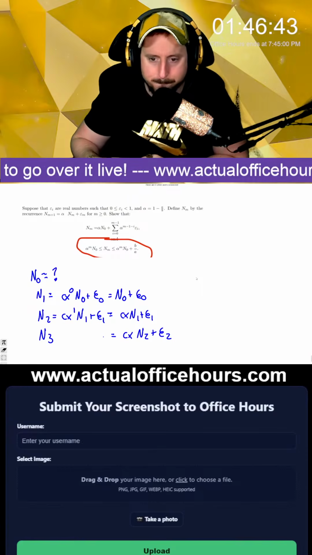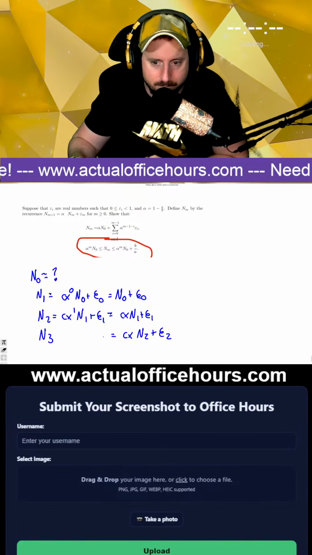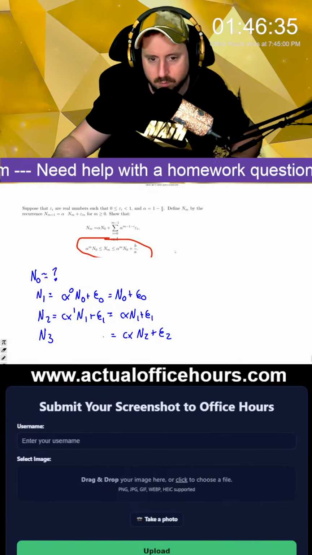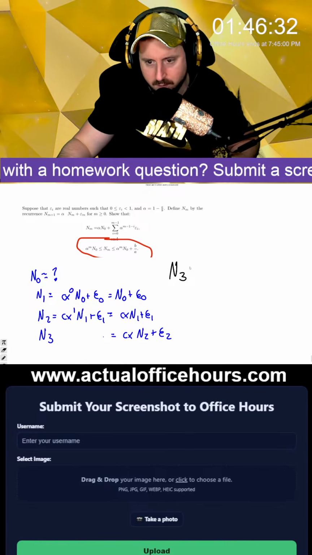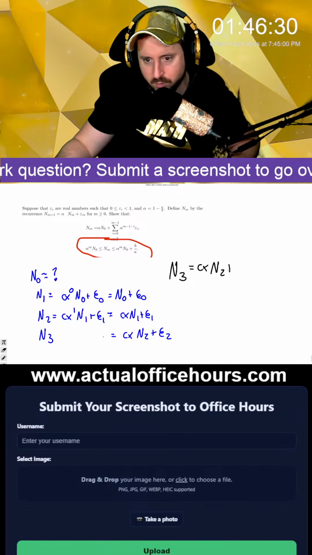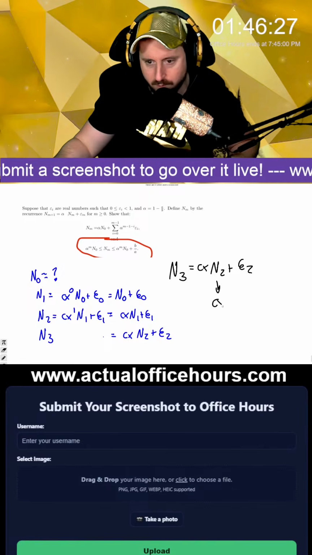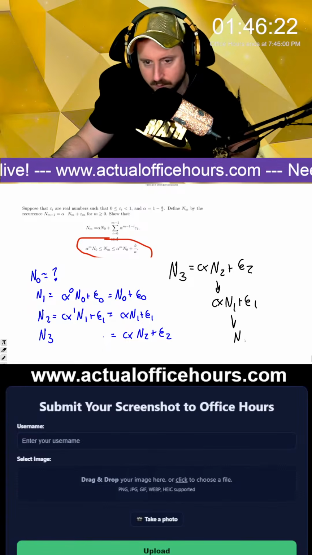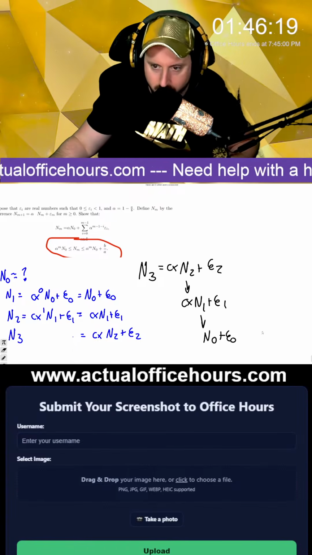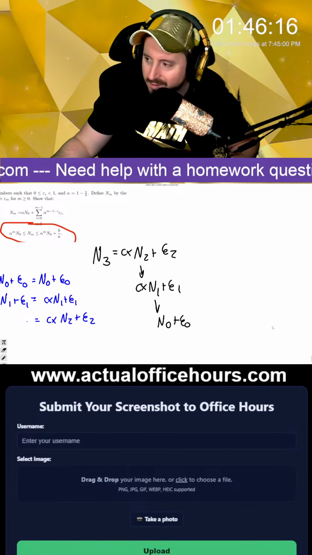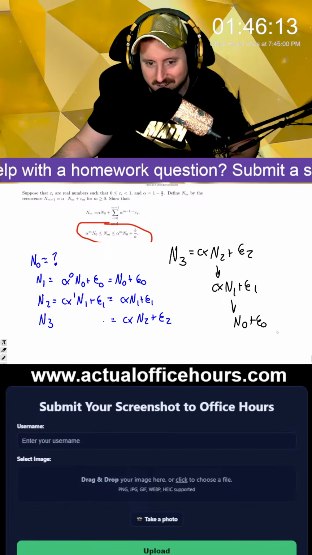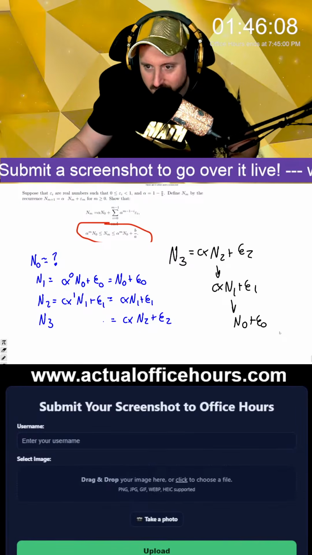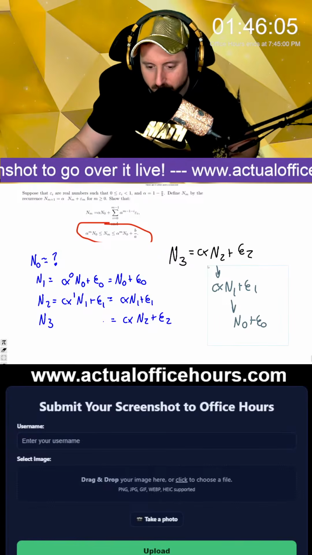So it's going to be different then. I see that N3 is equal to alpha N2 plus epsilon 2, but then N2 is equal to alpha N1 plus epsilon 1, and then N1 is equal to N0 plus epsilon 0. Do you mind rewriting them one below the other, so we can have a clearer picture of what's going on? One below the other, he says.